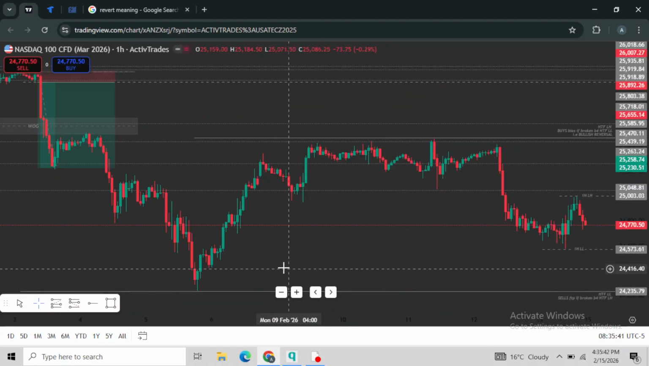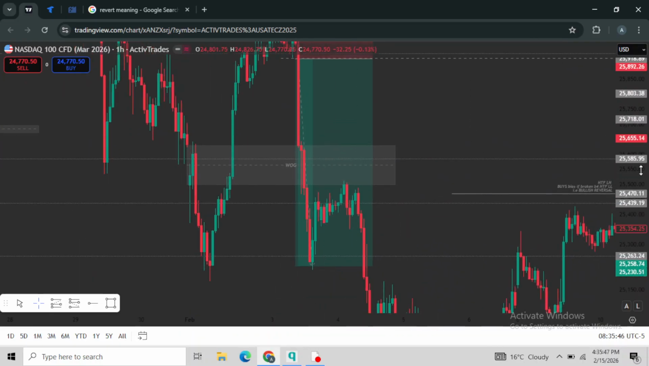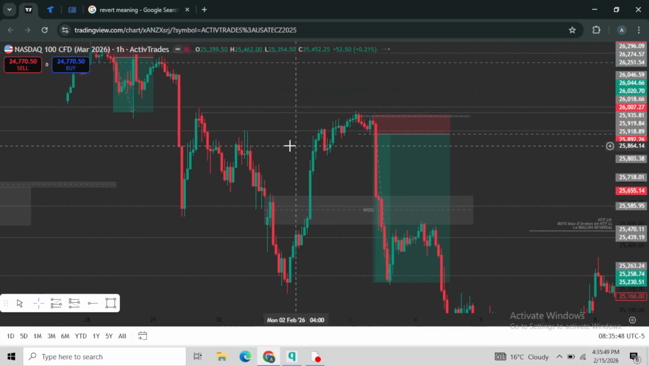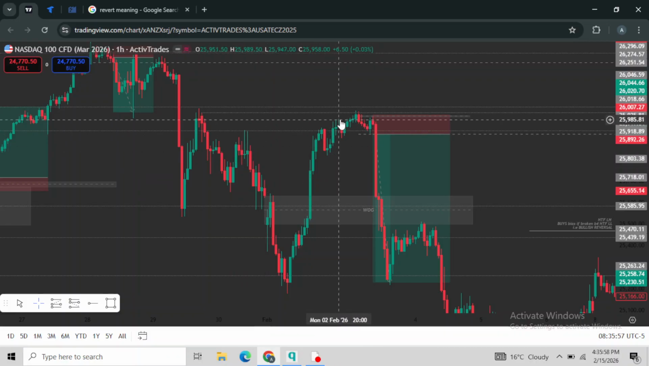I go to the 1 hour, not we. This is the high time frame buy side liquidity I was talking about. This is the 4 hour buy side liquidity I was talking about. Price sweeps it, makes a higher low and goes higher.